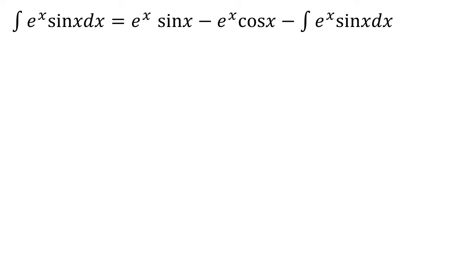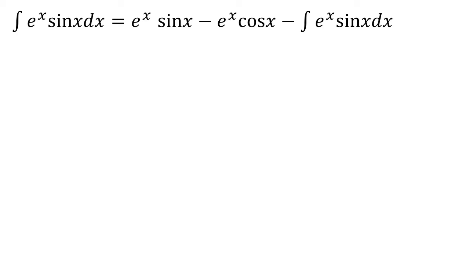What did you notice? So we have obtained e to the x sine x and negative e to the x cosine x. But in the last term, we have the integral of e to the x sine x dx. So it is the same as our given. Look, our given, the integral of e to the x sine x dx. So here we have the integral of e to the x sine x dx. So meaning to say, we're going to repeat the process over and over again.